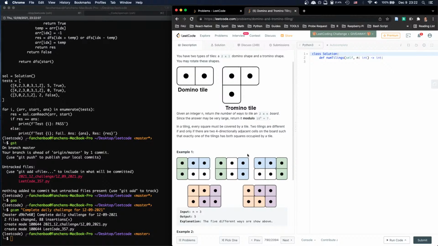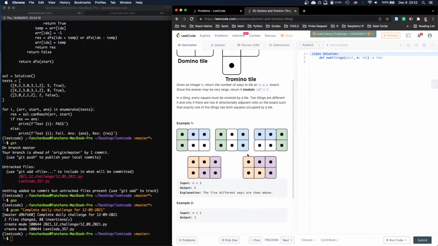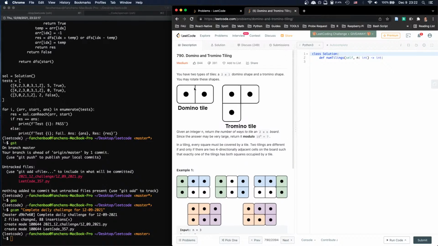Okay, so let's analyze this 2 by 3, see what we got. All right, let's say 2 by 1. 2 by 1 is only 1, right? 2 by 1 is just this, and that's it. How about 2 by 2? Well, 2 by 2, I can say we can do 2 by 1, so that's 1, right? One way. But we can also do this and this, so that's 2 ways. Right, 2 by 2 is 2 ways.